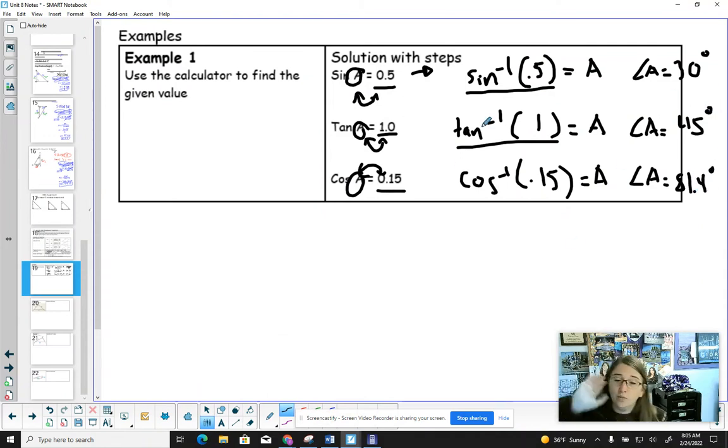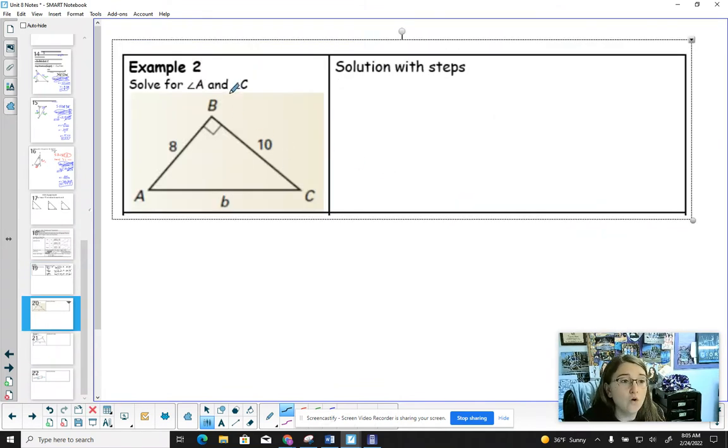Okay, so that's how you plug it in the calculator. And the nice thing about inverse trig is that's it. It doesn't get more complicated than that. However, let's go ahead and look at example 2. You still have to label your sides.